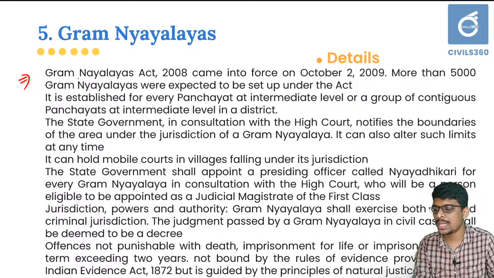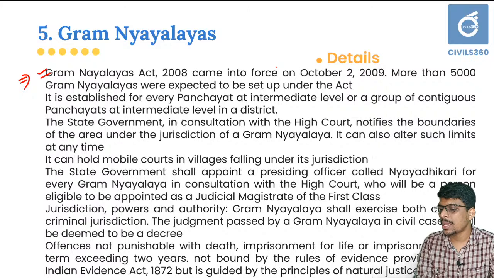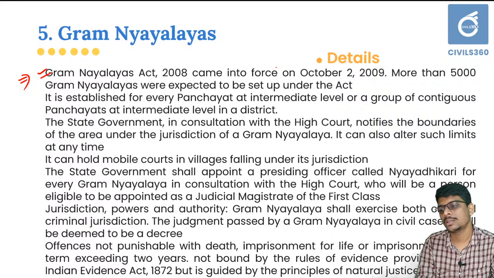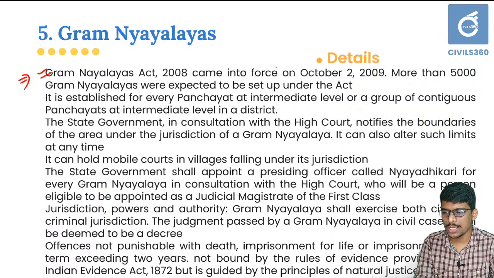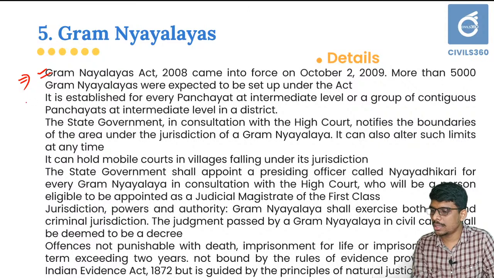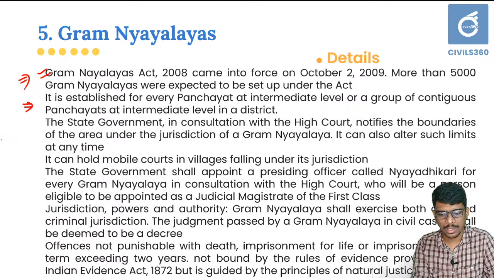The first one is, the Gram Nyayalayas Act 2008 came into force on October 2, 2009. More than 5,000 Gram Nyayalayas were expected to be created under the Act. That is, the Gram Nyayalayas Act was passed in 2008 and came into force in 2009. It was expected that more than 5,000 Gram Nyayalayas would be there after the implementation. But the issue was, it didn't happen in real life.